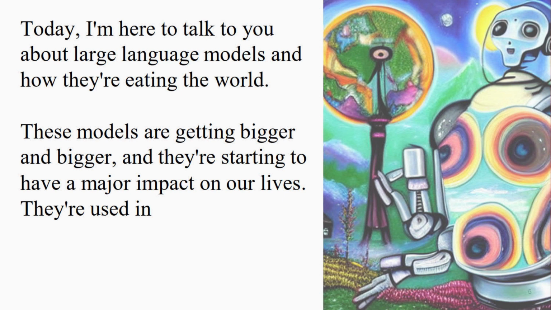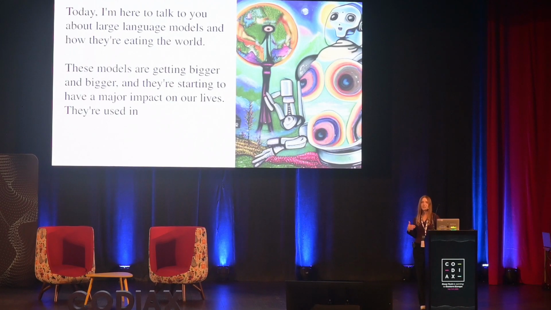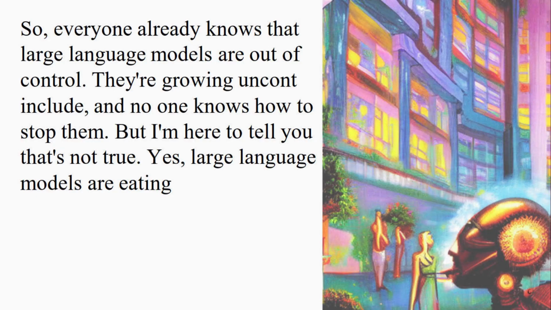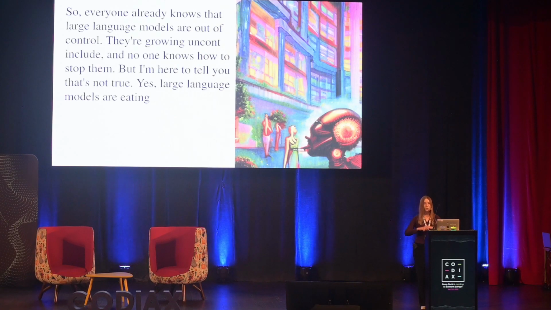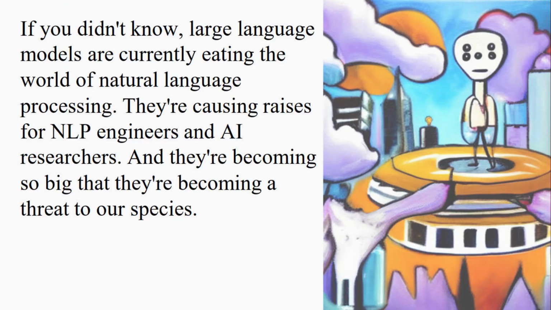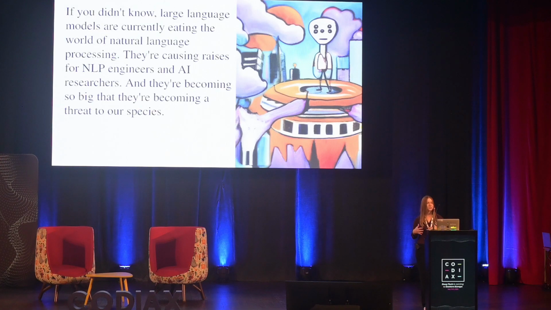Today I'm here to talk to you about large language models and how they're eating the world. These models are getting bigger and they're starting to have a major impact on our lives. So, everyone already knows that large language models are out of control. They're growing uncontrollably, and no one knows how to stop them. But I'm here to tell you that that's not true. If you didn't know, large language models are currently eating the world of natural language processing. They're causing raises for NLP engineers and AI researchers. And they're becoming so big that they're becoming a threat to our species.